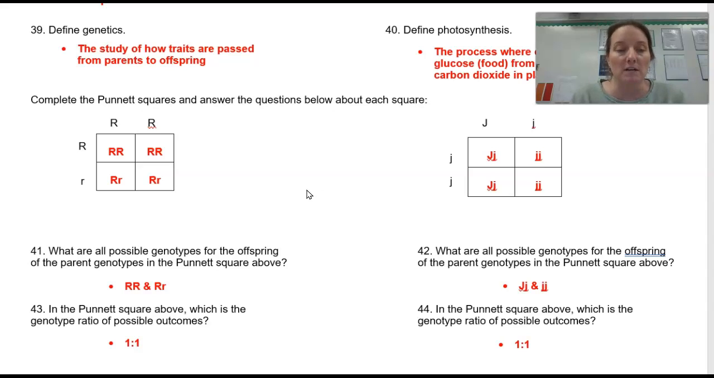Okay. If you look at 43, what's the genotype ratio? Well, you got two big R, and two big R, little r, so it's 2 to 2, and that'll be taken further down to 1 to 1. Okay. Same if you look at 42 with the Punnett square using the J's. You got two big J, little J's, and then two little J, little J's. Okay, so those are the genotypes you're going to see, and the ratio is 1 to 1, right?